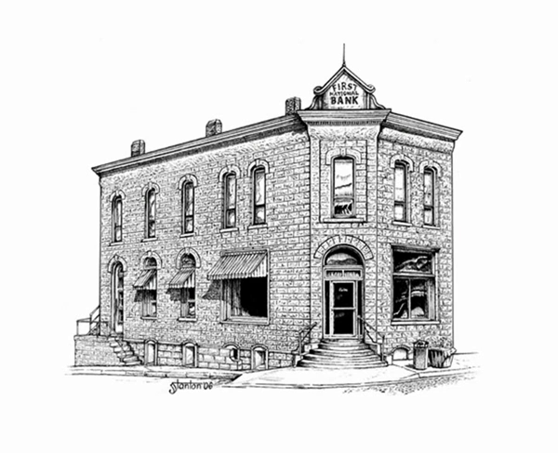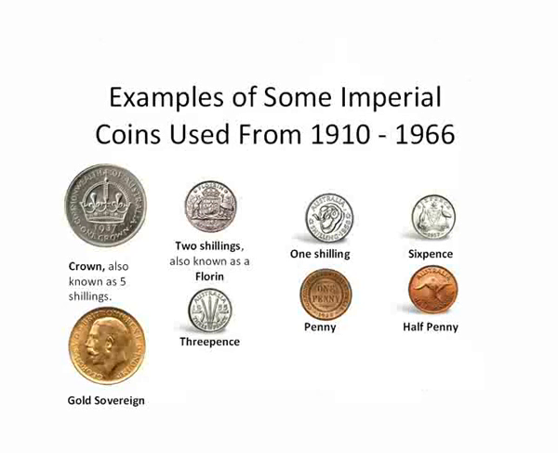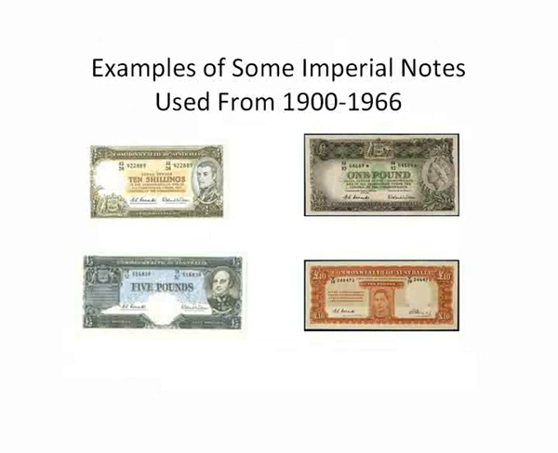Imperial currency was the name of currency from 1900 to 1966. It was the same currency used in the United Kingdom. Australia began making its own imperial currency in 1910. Some of the names of the different coins they used are shillings, pennies, sixpence, threepence, sovereigns, crowns and half shillings. The notes were known as pounds and came in values of 1, 5 and 10 pound and also 10 shillings.